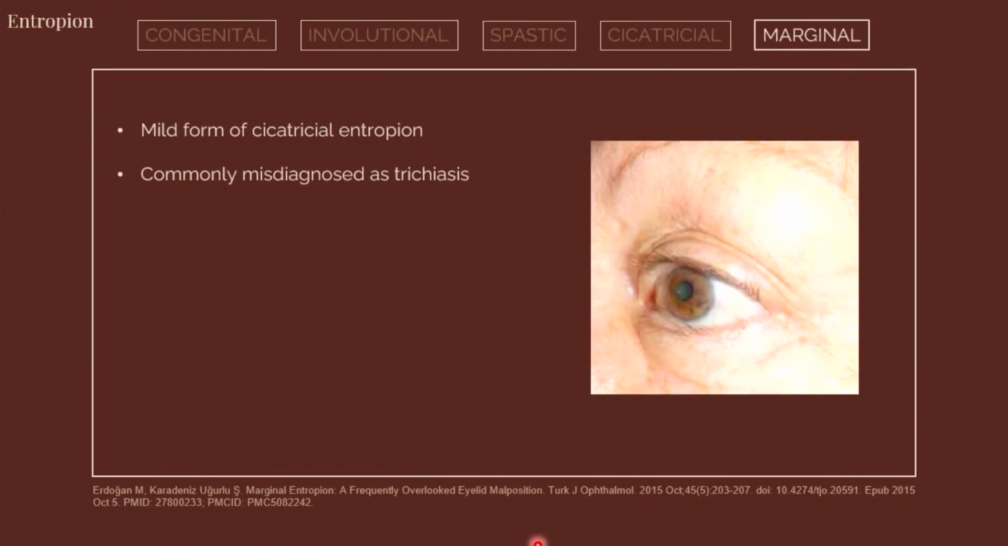Then coming to the last type of entropion, it's the marginal entropion. It is basically a mild form of cicatricial entropion itself, and the reason we need to know it is because it is commonly misdiagnosed as trichiasis. But a careful examination would reveal a mild entropion as well in some cases.